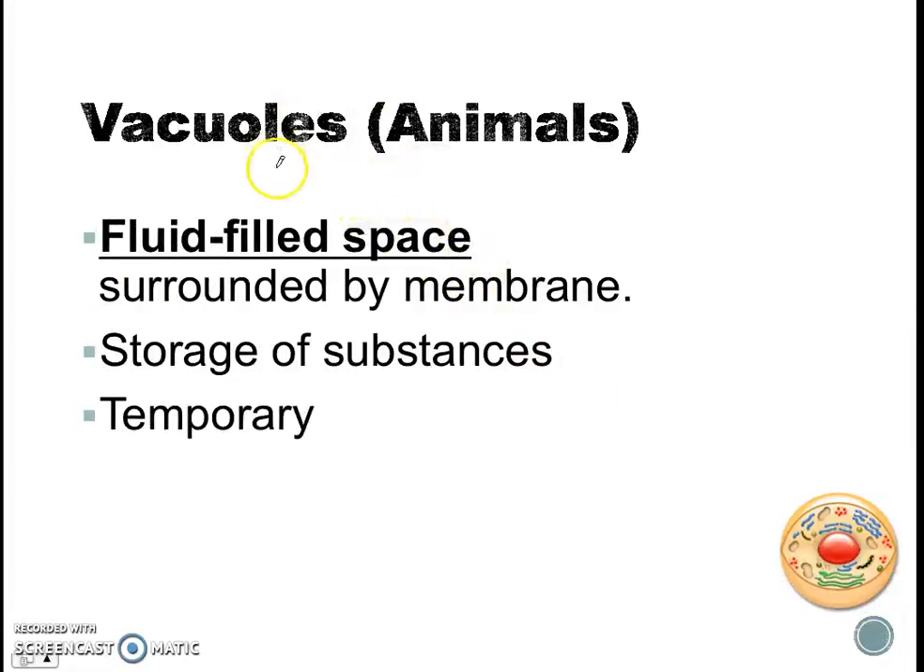I'm just going to talk a bit about vacuoles as well in animals. A vacuole is really just a fluid-filled space surrounded by a membrane. And the main function is storage, keeping different things. They're like your cupboards. They're like your little storage spaces in your cell. And more often than not in animals, these are temporary. They disappear once the substances are used up.